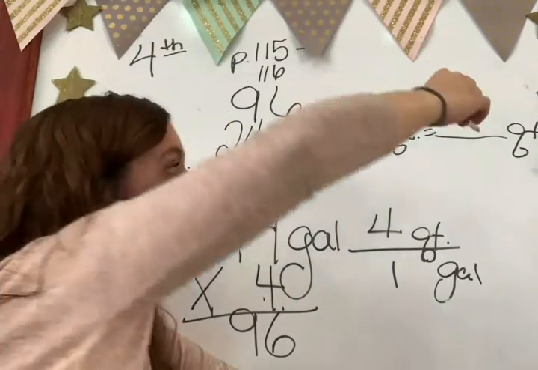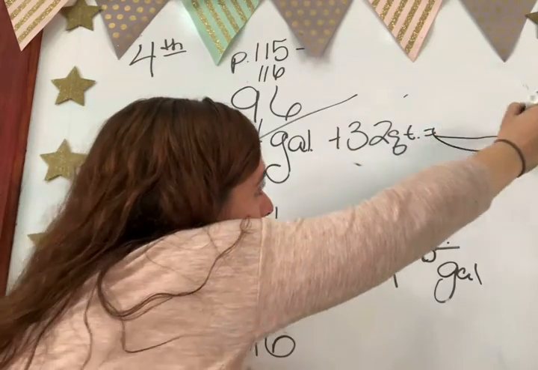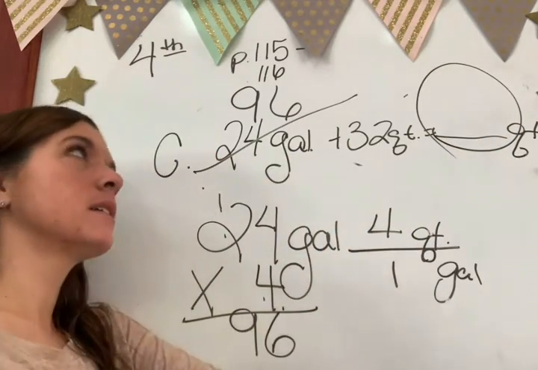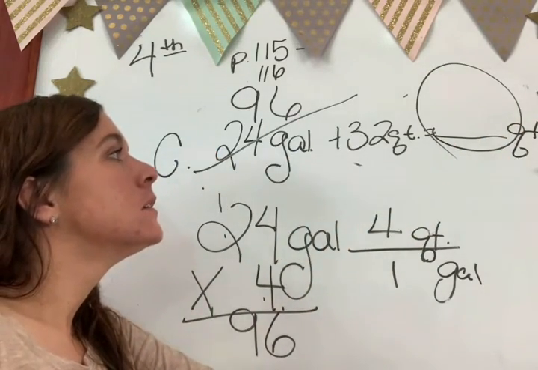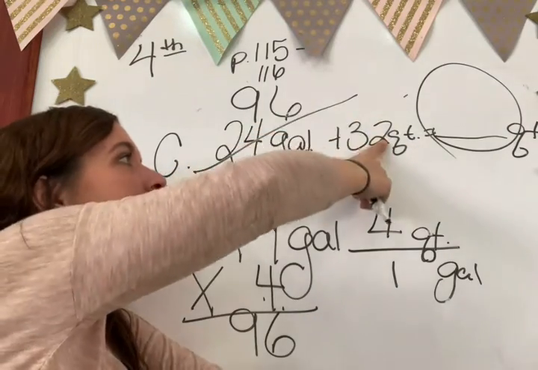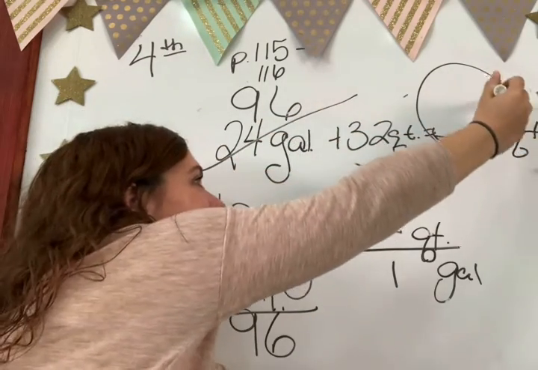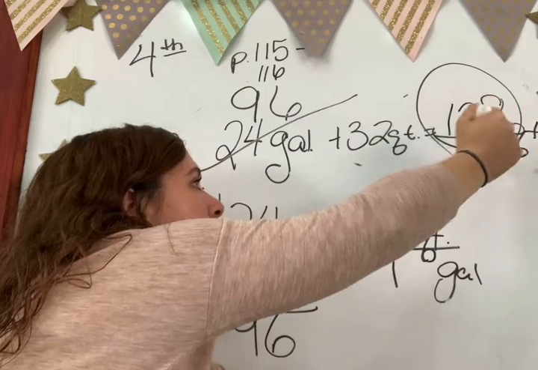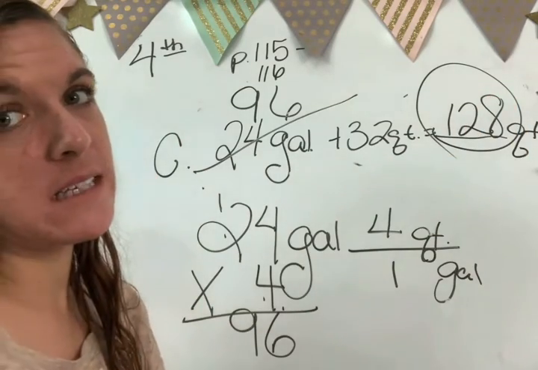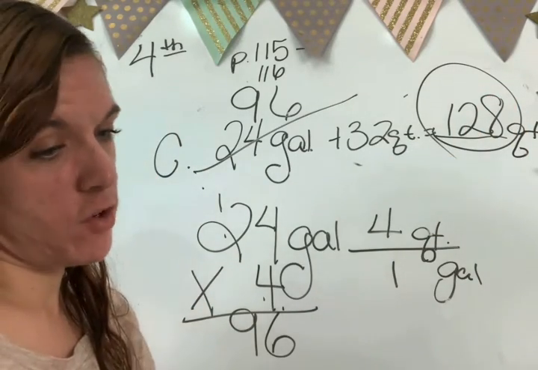Yep, it is. Okay, so what's my answer over here, Kiara? 96 plus 32, right? 6 plus 2 is 8, and 9 plus 3 is 12. So 128 quarts is my answer, okay?